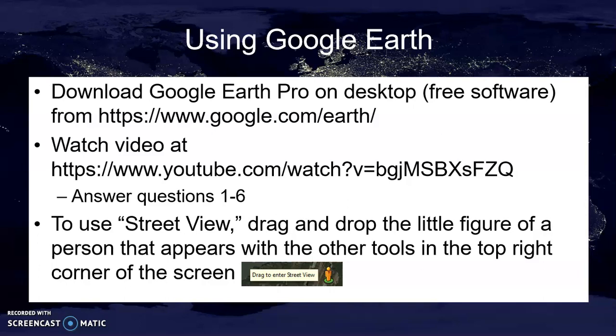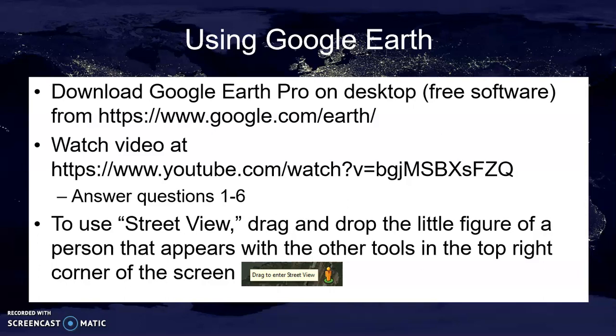But anyway, so your first step to complete this lab, as always, read the introduction in your manual. And then after that, go download the Google Earth Pro software. If you go to that site, you just scroll down and you'll see where it says download Google Earth software. And then you do want to watch this YouTube video that introduces some of the tools. It's a basic introduction to Google Earth, and it'll give you all the information that you need basically to answer the first 6 questions.